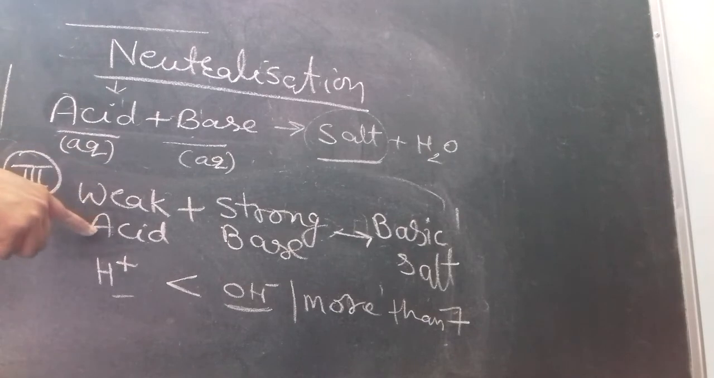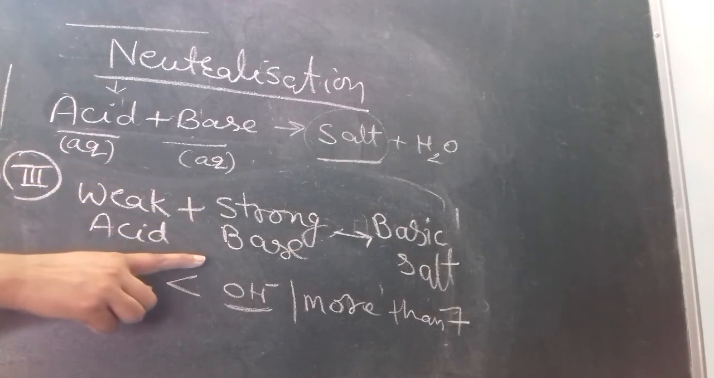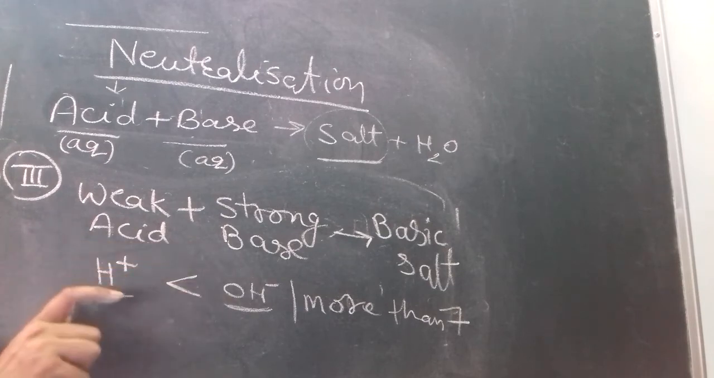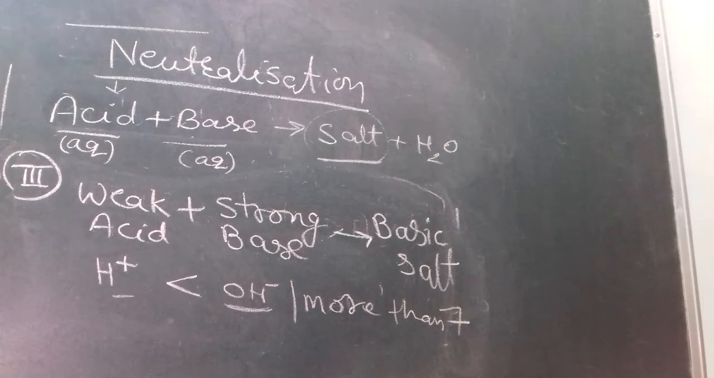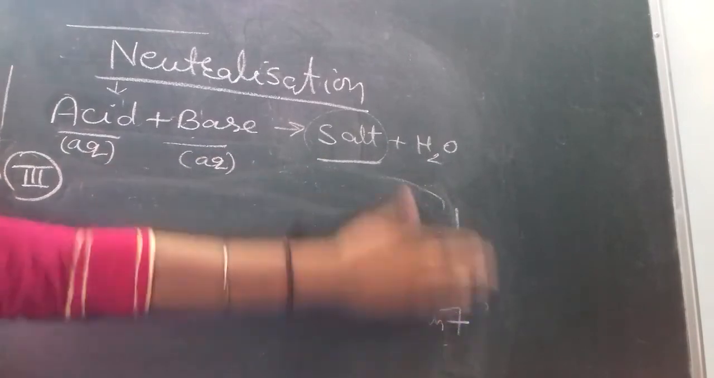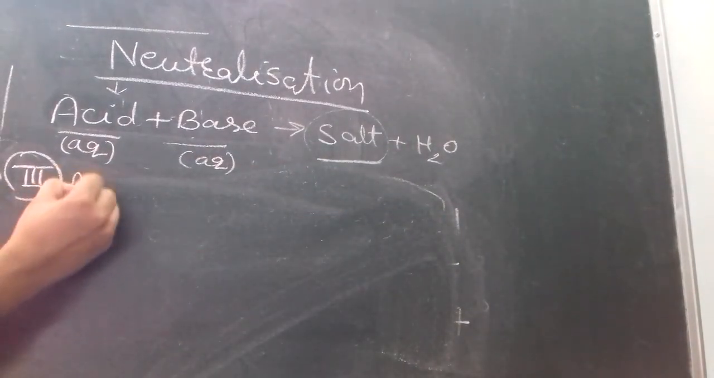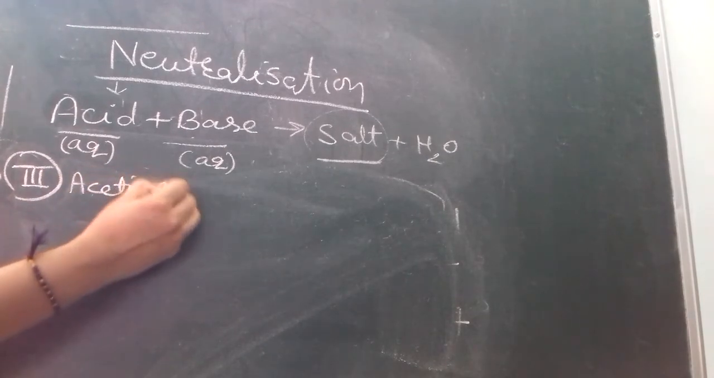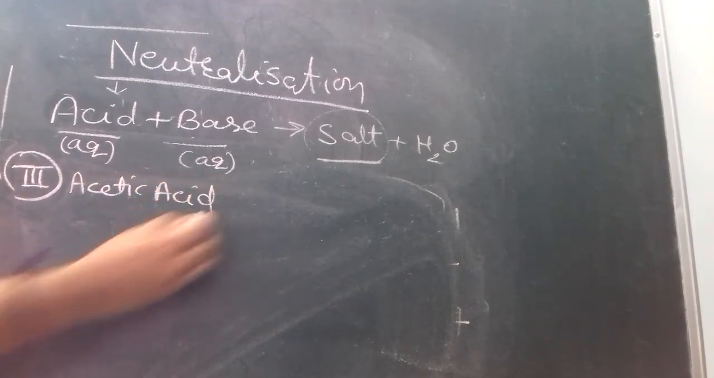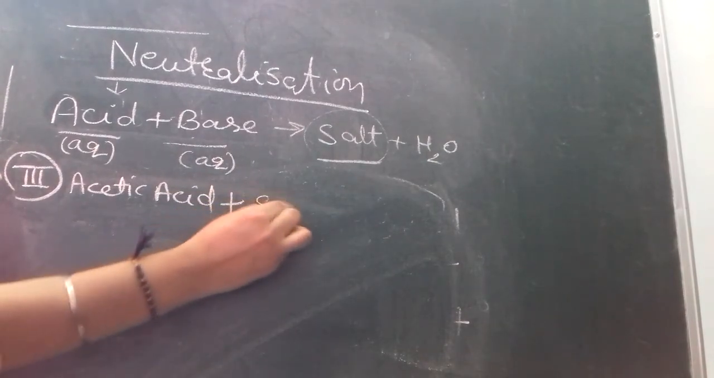Weak acid does not completely ionize in water and strong base completely ionizes in water. This is another reason of this reaction. Now let's take another example. Weak acid and strong base. For weak acid we take acetic acid. And we will take base as sodium hydroxide.